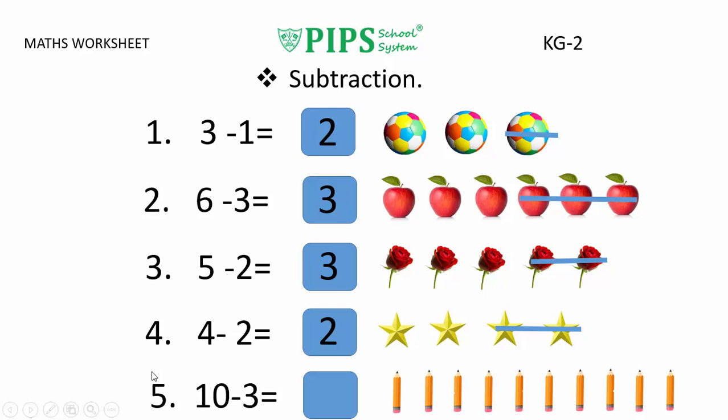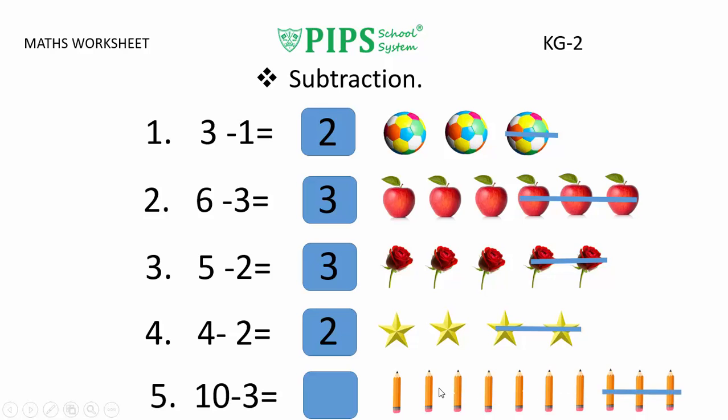Come to the last question. 10 minus 3. Let us count how many pencils are there. 1, 2, 3, 4, 5, 6, 7, 8, 9, 10. These are 10 pencils. Let us subtract 3 from 10 pencils like this.